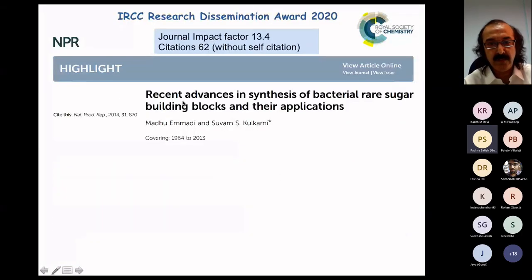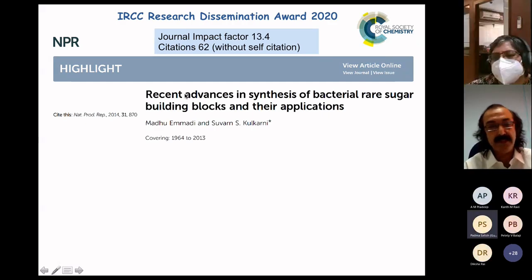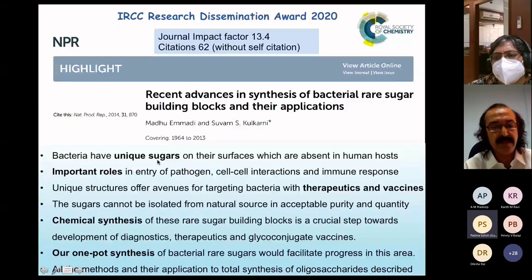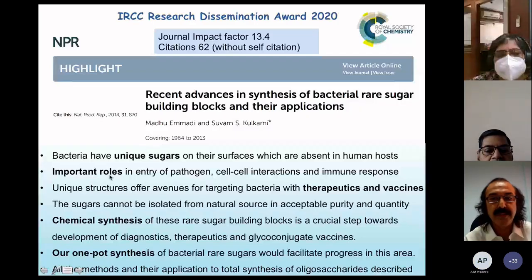So this is the review, recent advances in synthesis of bacterial sugars, building blocks and their applications. It has received very good citations and applause from the scientific community. And in the last 7 years, this has remained the only review in this field. This is what we had said in the review: in a very simplistic manner, bacteria have very unique sugars on their surfaces, which are not present in human hosts. These sugars play important roles in a variety of biological events, and one can use them for therapeutics and vaccines.